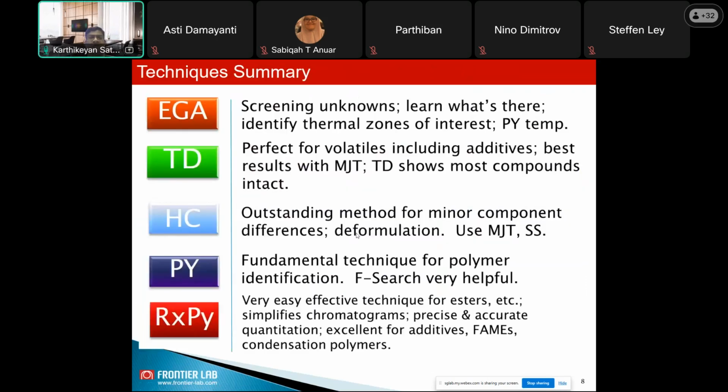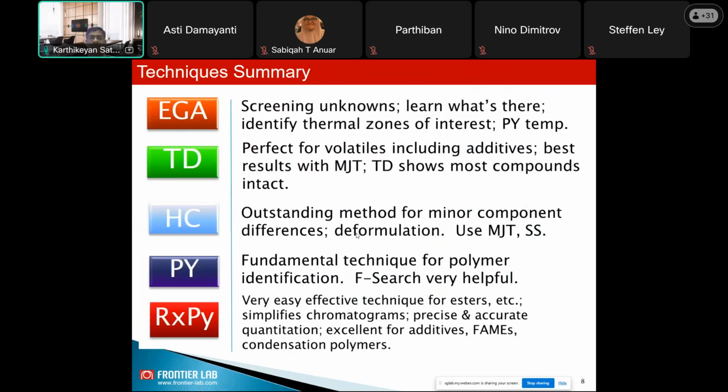So in summary, evolved gas analysis is basically used to screen unknown samples and find out what is there. The EGA data will tell you the temperature, the thermal zone of interest, and also the pyrolysis peak top temperature of the material. This is the basic information one can get from evolved gas analysis. And thermal desorption is a perfect technique for volatile analysis, including additives. It produces the best results when we use the microjet cryo trap to collect the very, very volatile organic compounds.